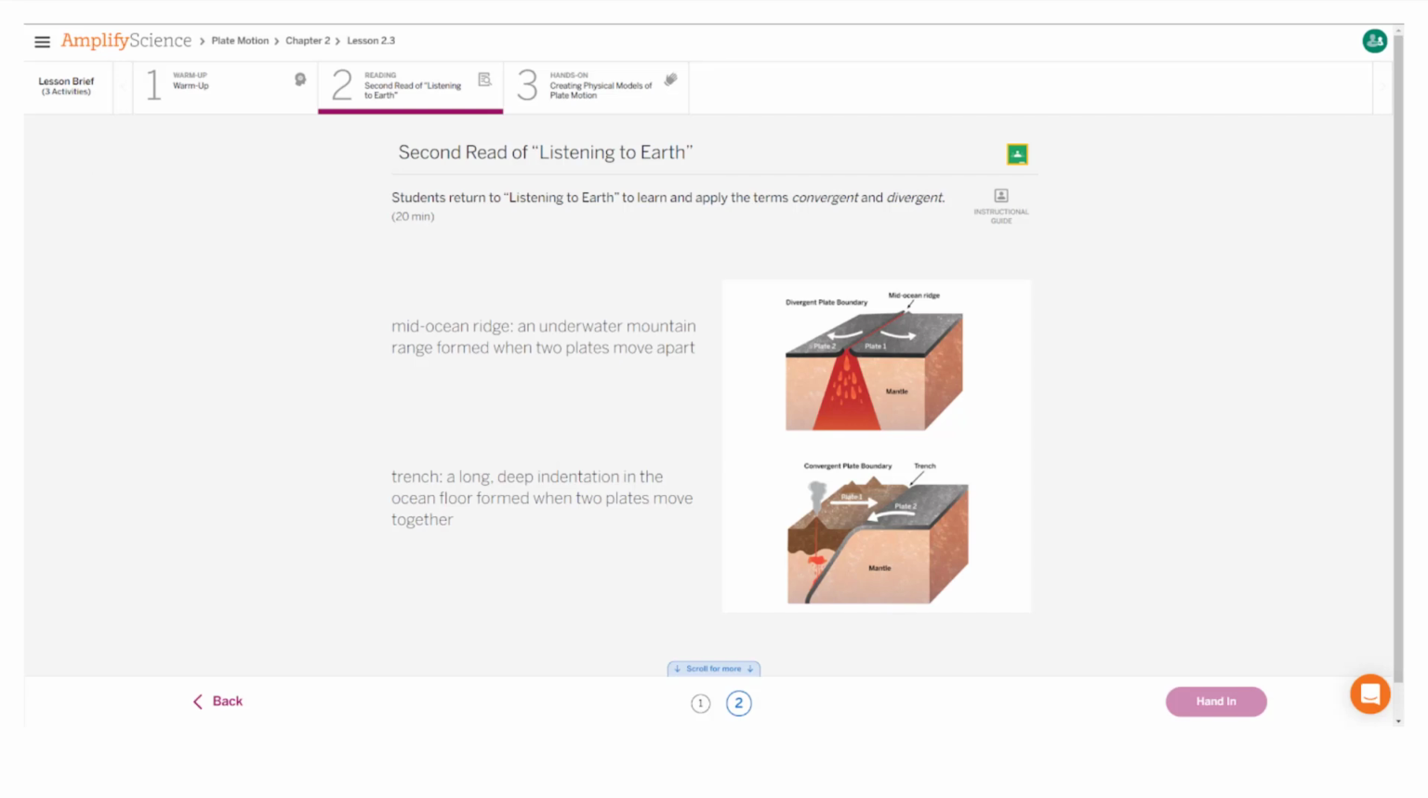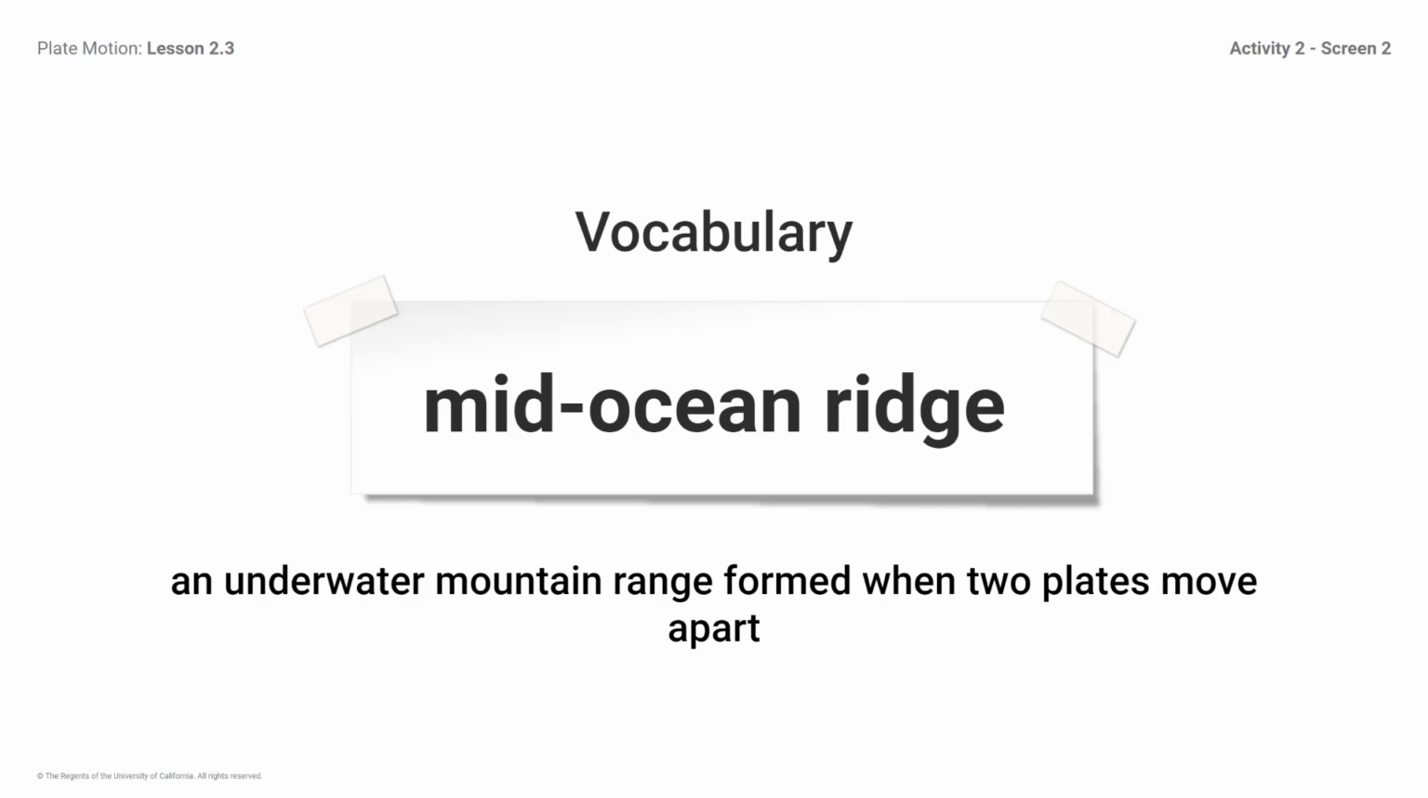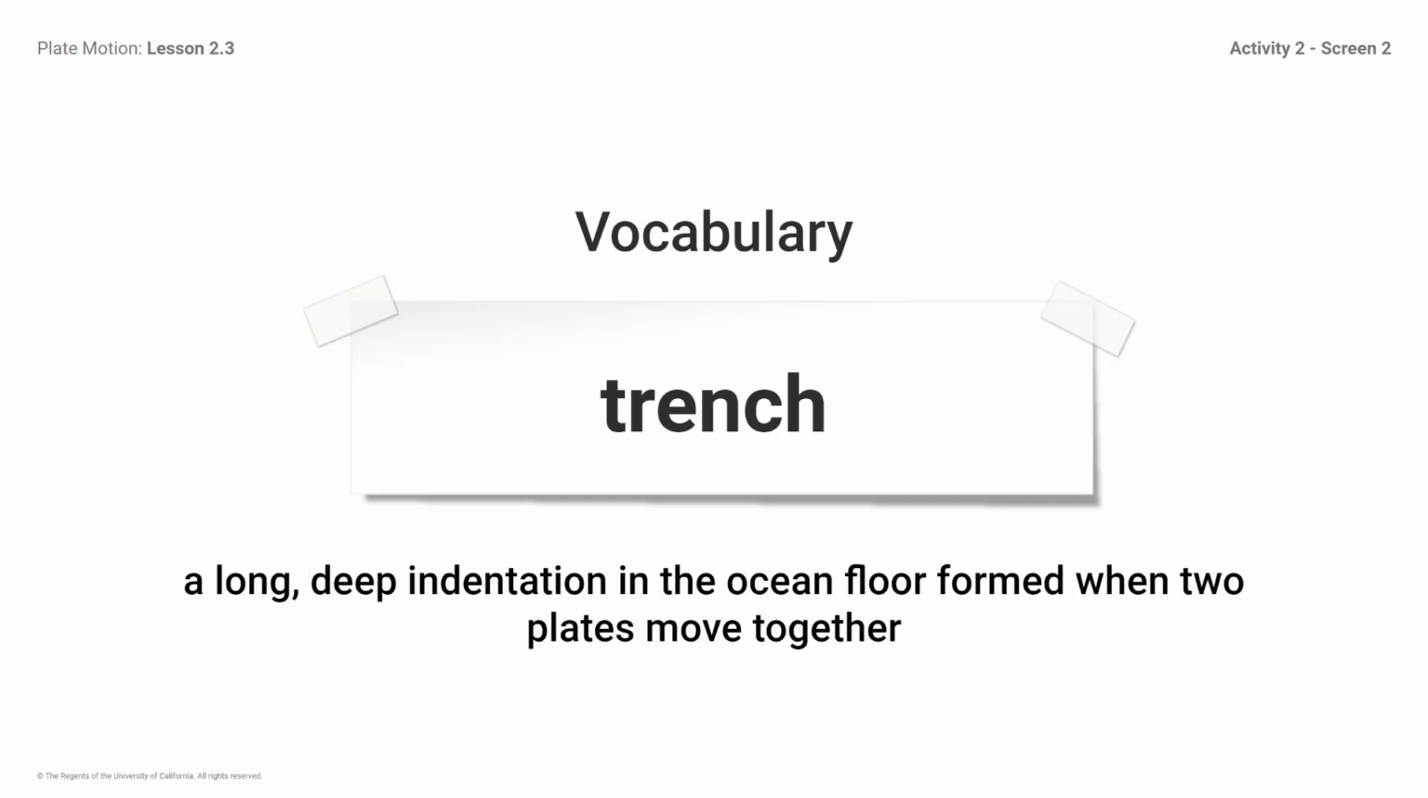Here's what your student screen looks like for this part of the lesson. Vocabulary: mid-ocean ridge, an underwater mountain range formed when 2 plates move apart. Vocabulary: trench, a long, deep indentation in the ocean floor formed when 2 plates move together.